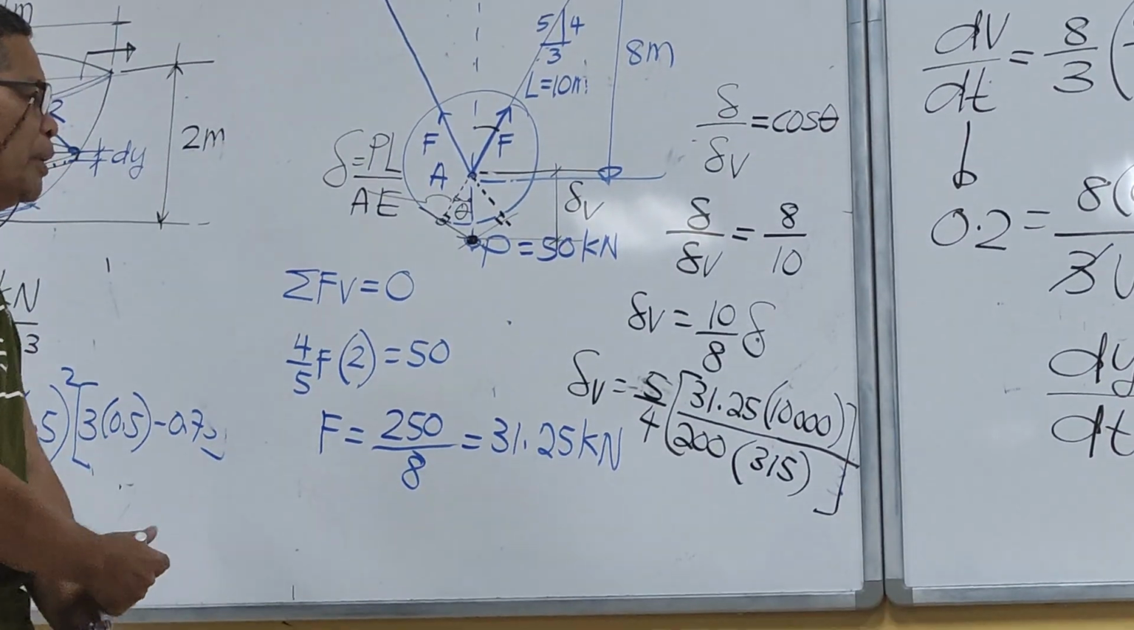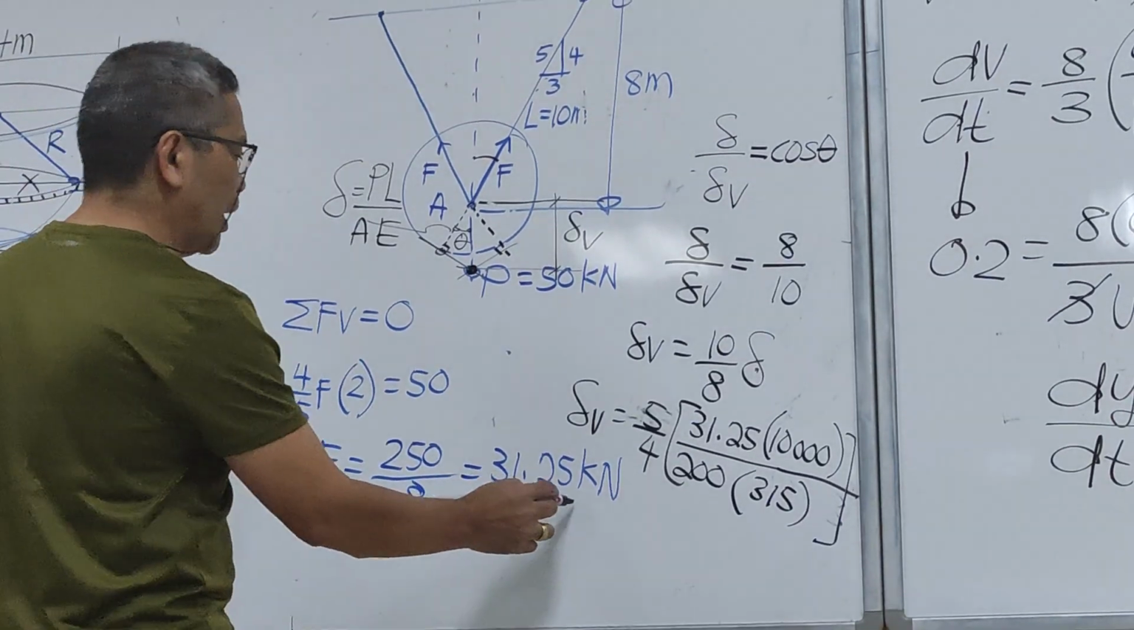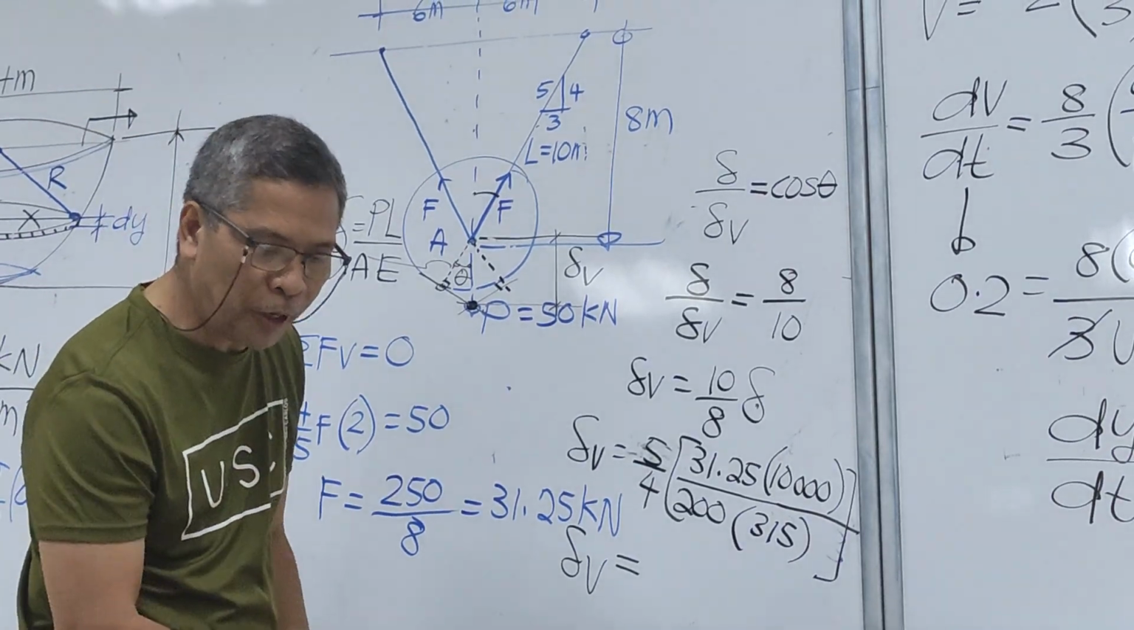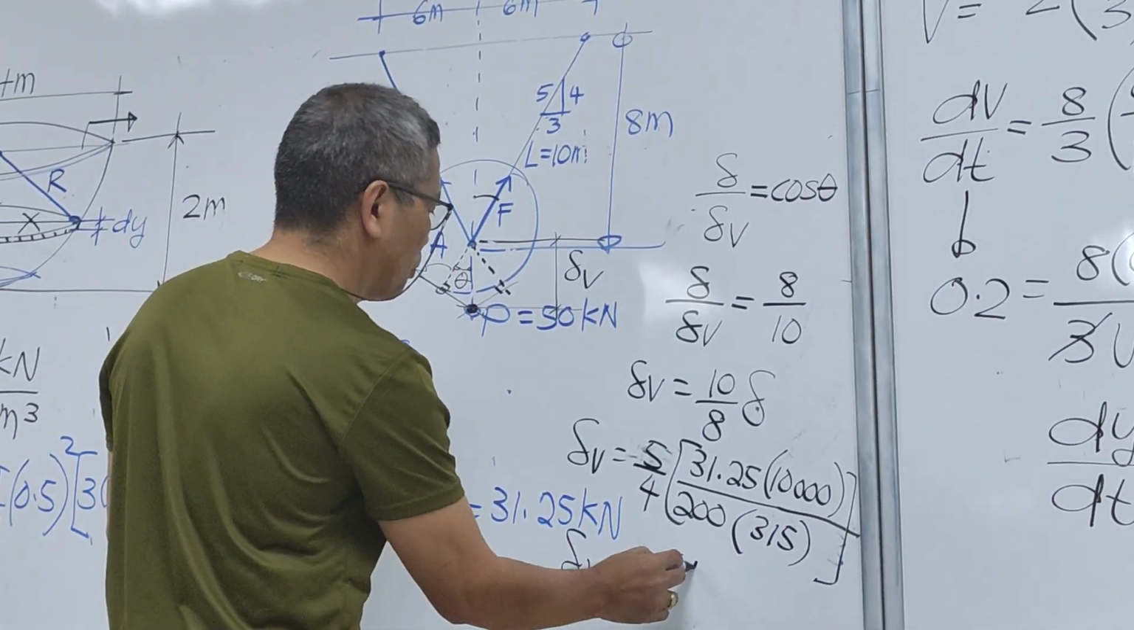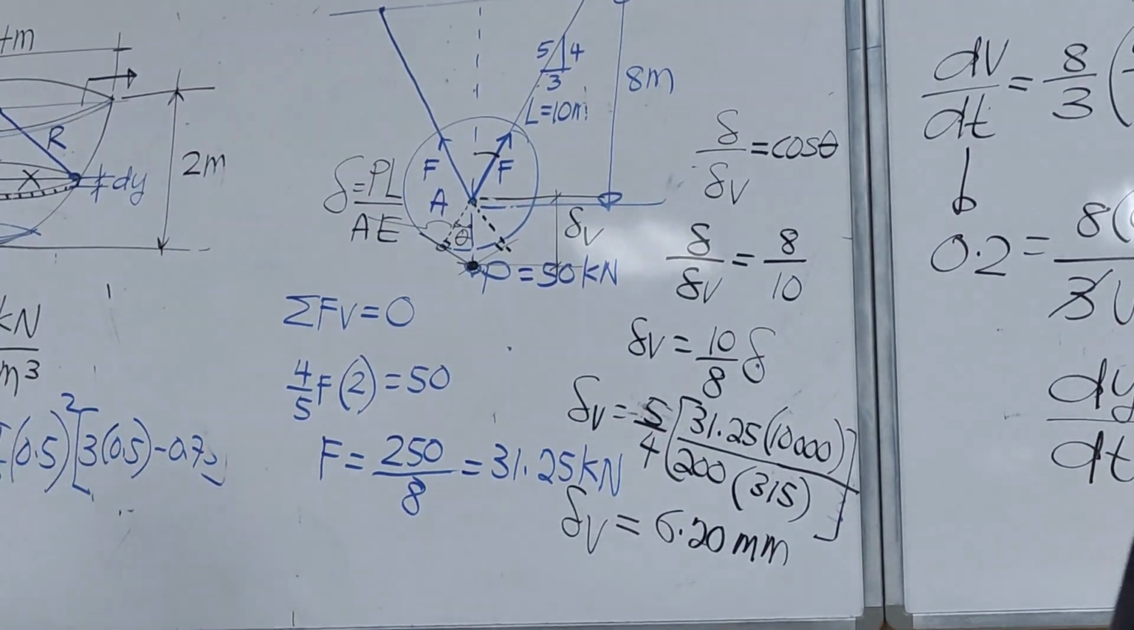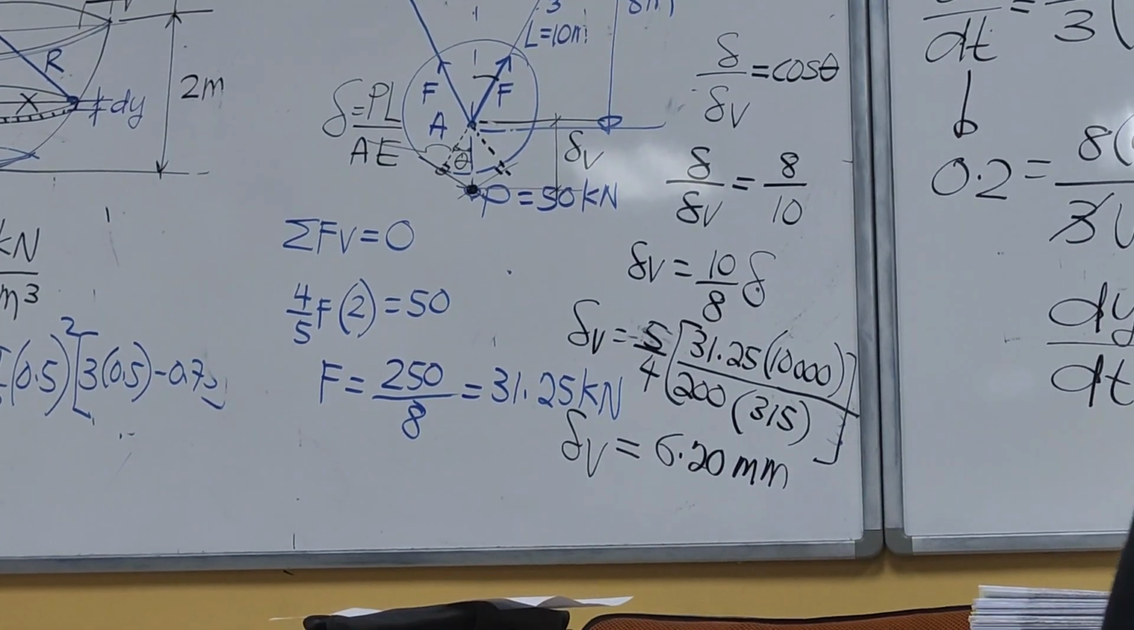315 square millimeters. So what's the value of delta V? Right? 6.2. That is number 9.